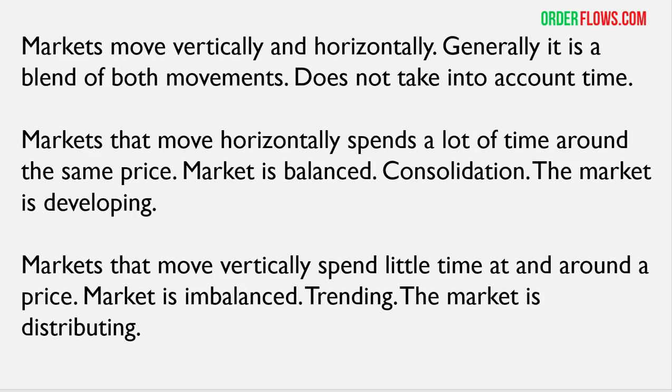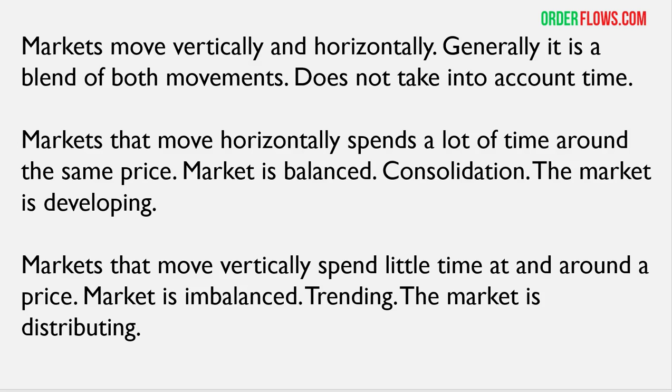Now, markets have two types of movements, basically. There's vertically and horizontally. Generally, though, it's a blend of both movements, and it doesn't take into account time. When you say vertically and horizontally, you're not looking at how vertical it went over 1 minute, or horizontal it went over 2 minutes. Markets that move horizontally spend a lot of time around the same price. Generally, the market is balanced. It's consolidation. The market is developing.